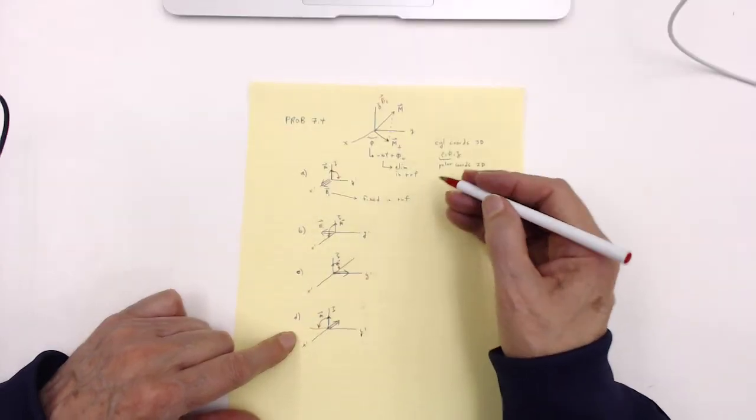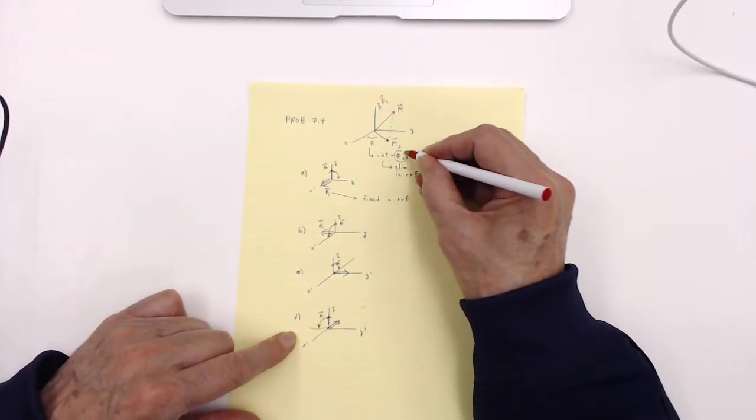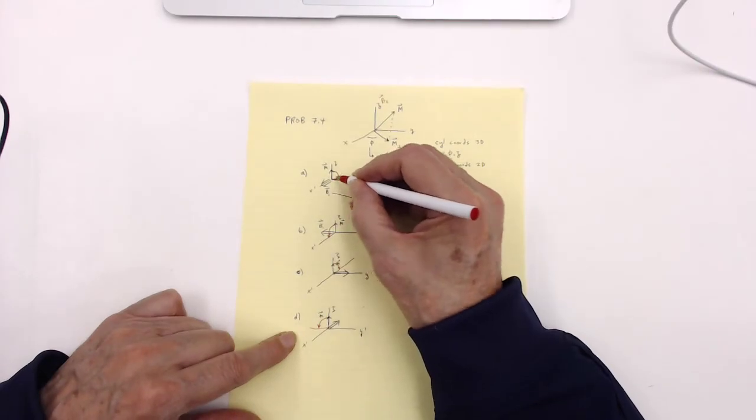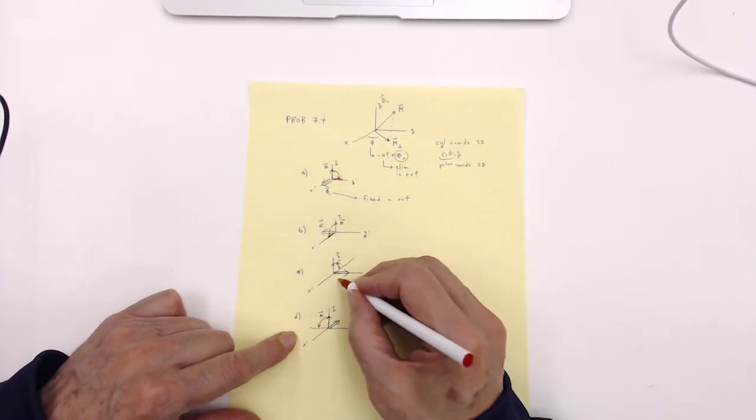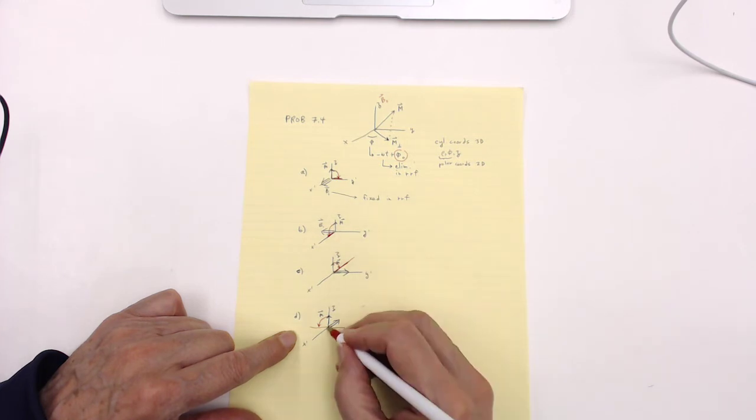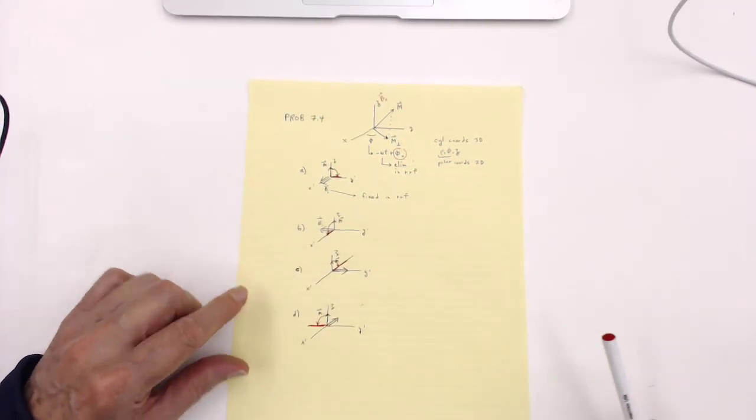You can tell then, what is that phi 0? What is this direction? What is this direction? What is that direction? What is that direction, given what is the phi of it?